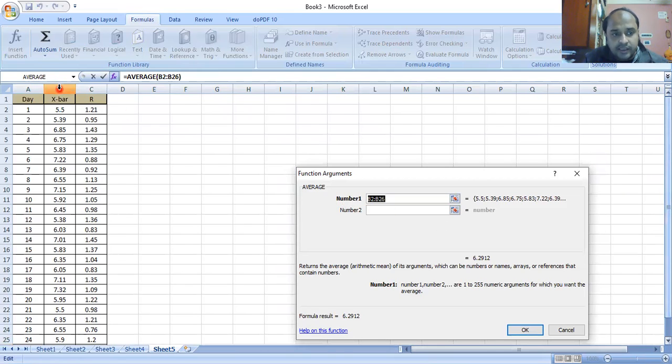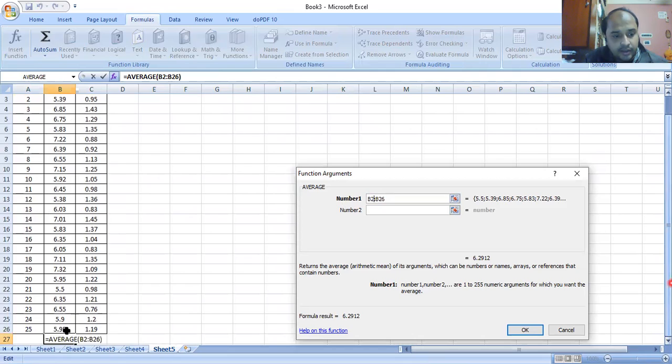Since I am interested in column B, and the first value in column B is in cell B2, B2 has been selected over here, and the last cell is B26. They are not taking my 25, they are taking the cell number. So that is B26.